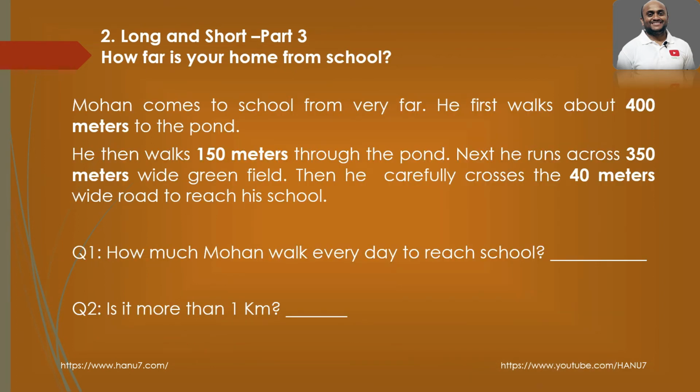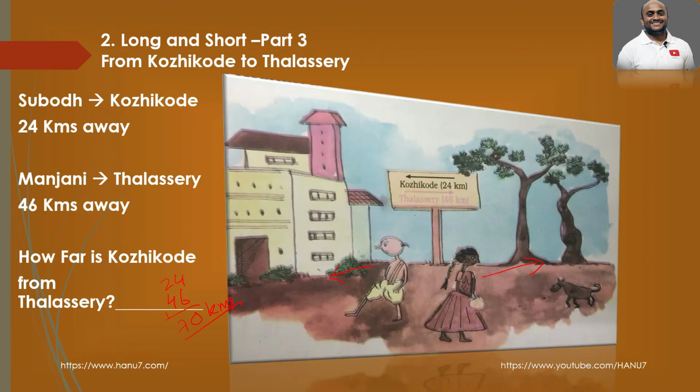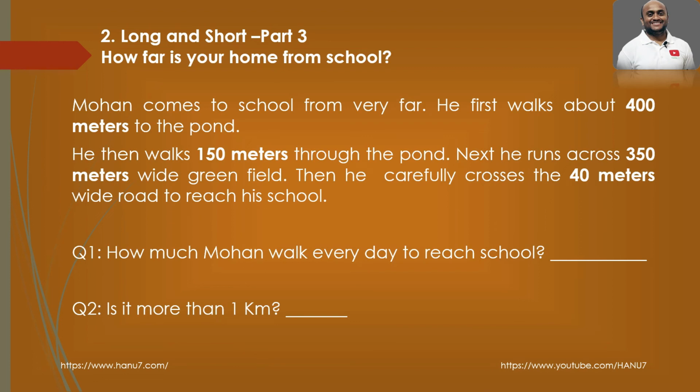Now coming to one more, how far is your home from school? Okay, this is from Kozhikode to Thalassery, and this is how far is your home from school. Mohan comes to school from very far. He first walks about 400 meters to the pond. He then walks 150 meters through the pond, and then he runs across a 350 meters wide green field. Then he carefully crosses the 40 meters wide road to reach his school.